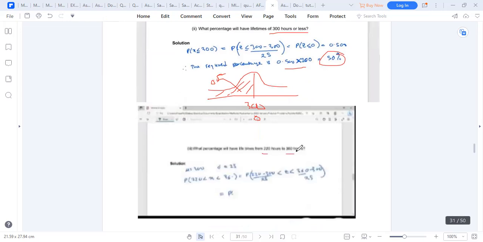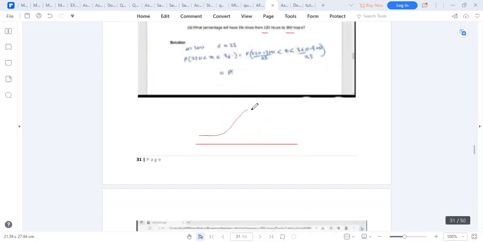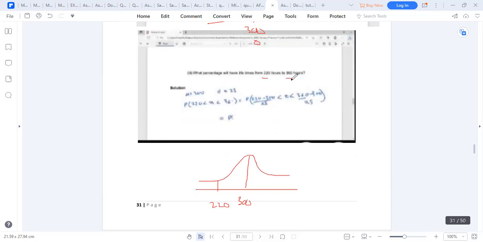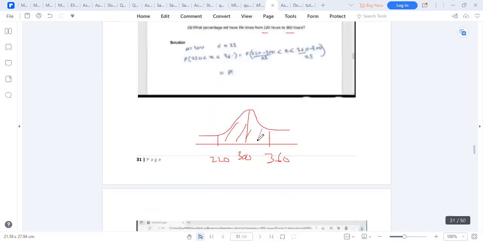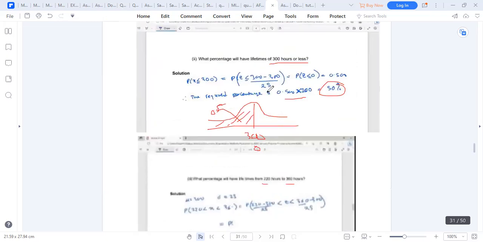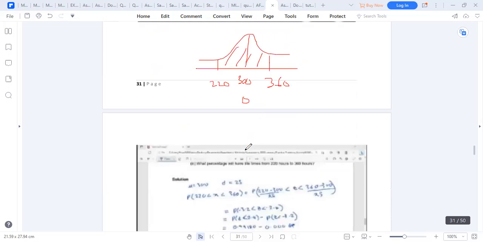How about between 220 and 350? Check in my notes on my videos. I mentioned to you that whenever we have an interval, there's a treatment. So 300 here, we have 220 and the other one is what? 360. So if you're using the tables directly, you standardize. This is at 0, 220 minus 300. Then you divide by the standard deviation, which was 25. So 80 over 25, you get negative 3.2 here. And this side, 360 minus 300 over 25, you get 2.4. So you read in the table, negative 3.2, you're going to get 0.0064.